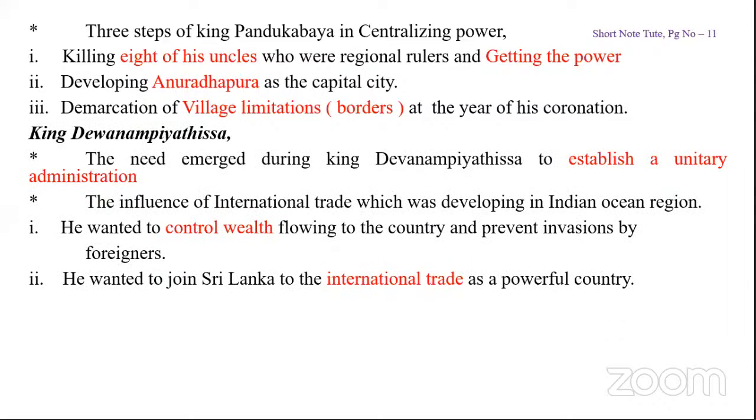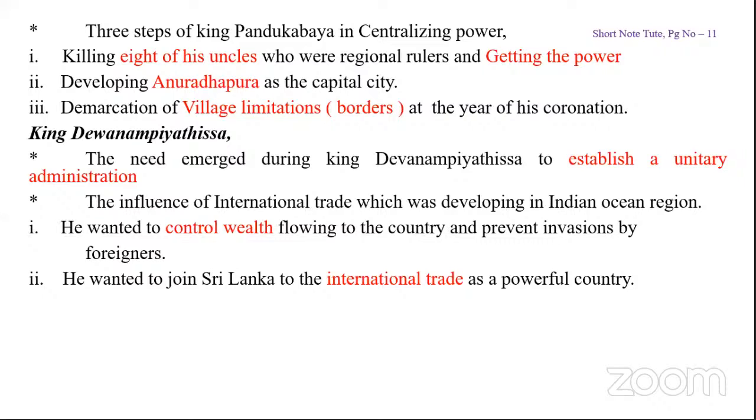The second person who had taken the baton of developing kingship was Devanampiyatissa. So what did he do? He did the establishment of a unitary administration. So what's the unitary administration? The entire country was ruled under one king. So that is known as unitary administration.